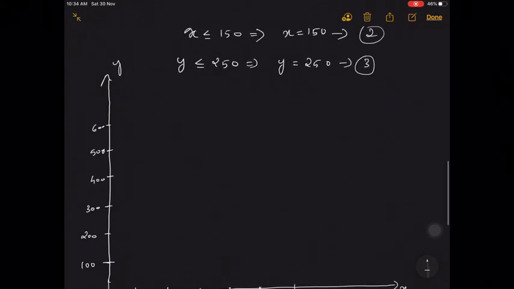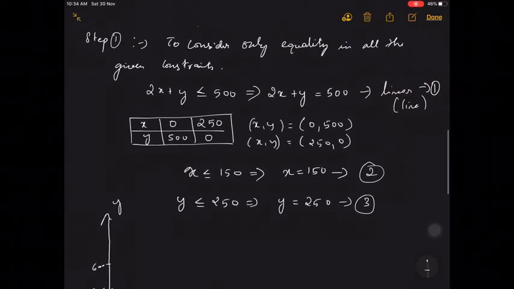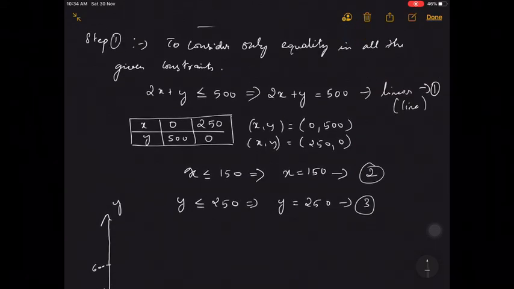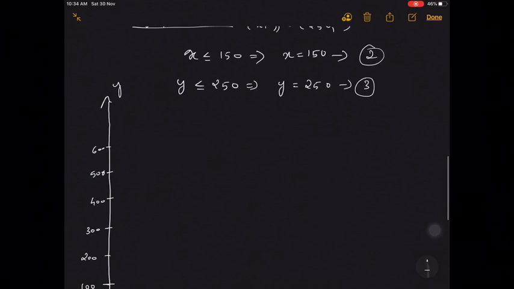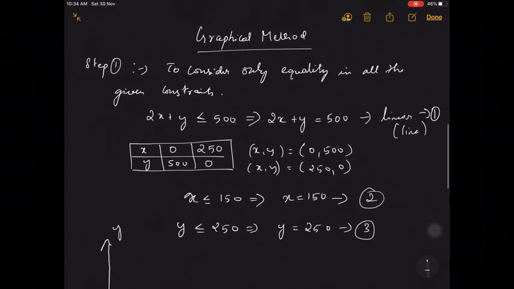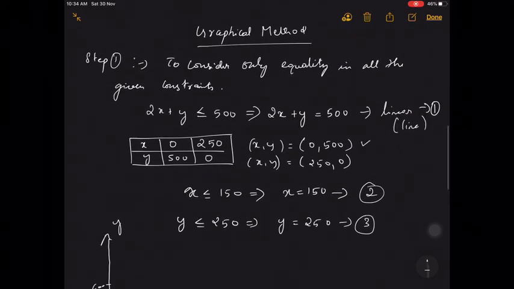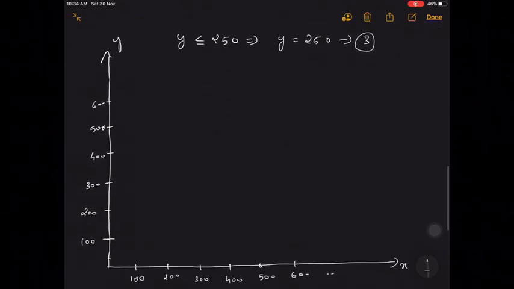Okay, now let's plot the first equation here. These are the 2 points that we have. We're going to plot these 2 points and then draw a line. The first point is this, 0 comma 500, that is x is 0 and y is 500.